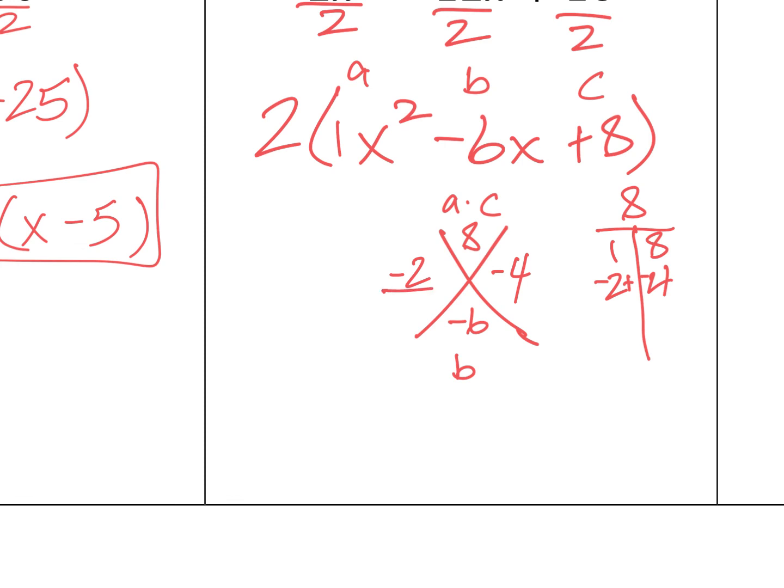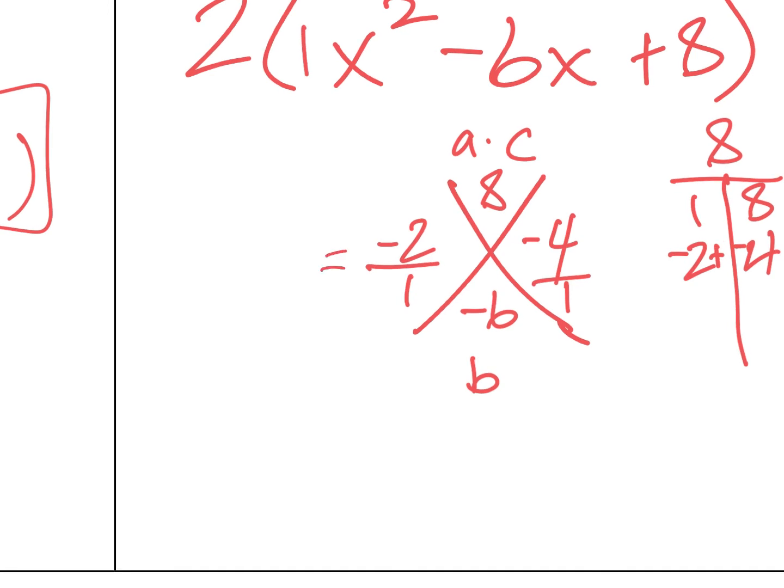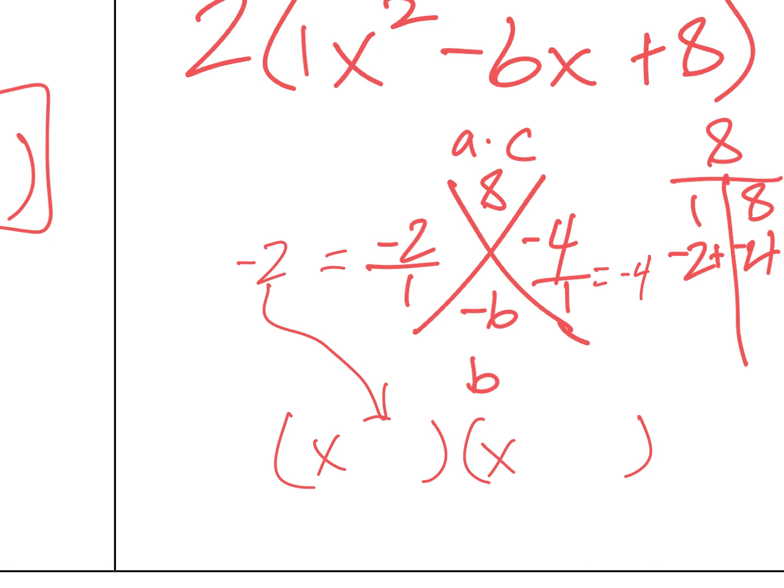Our next step is we divide by 1. Why do we divide by 1 again? Because it's your A. So now let's simplify it. Negative 2 over 1 reduces to just negative 2. Negative 4 over 1 reduces to just negative 4. Then we come up with our factors down here. I bring that minus 2 down, so x minus 2. I bring the negative 4 down, so x minus 4.